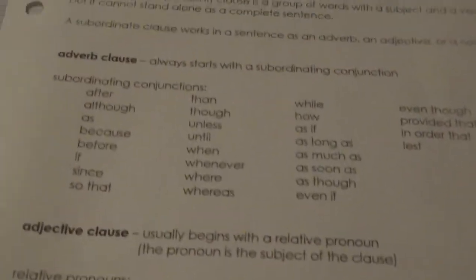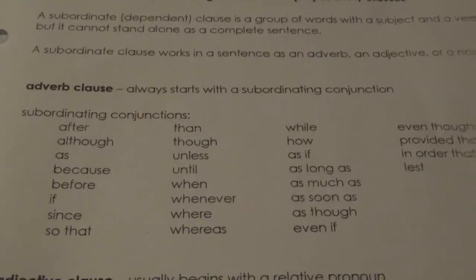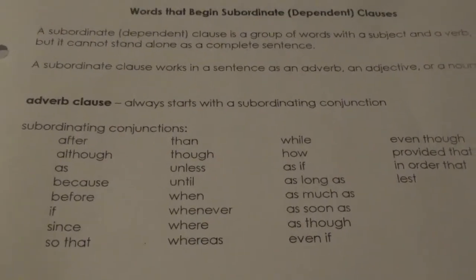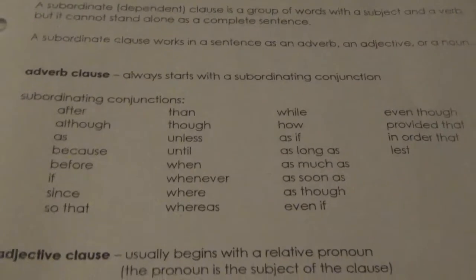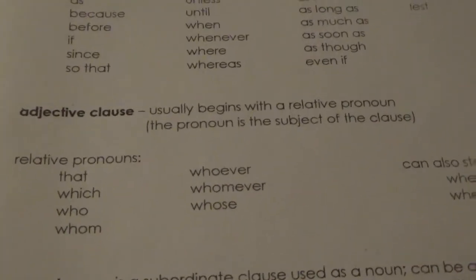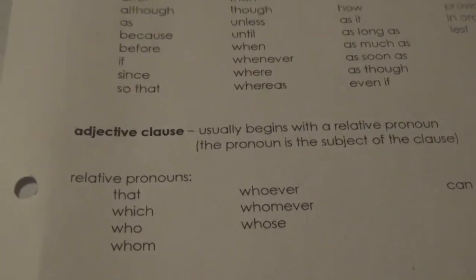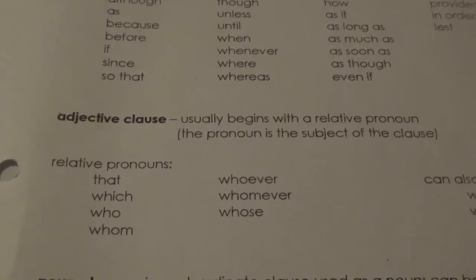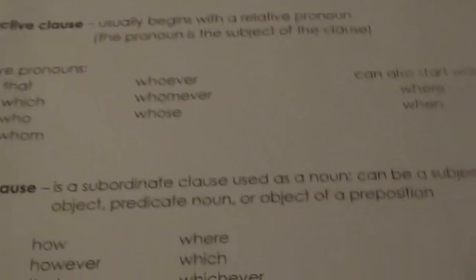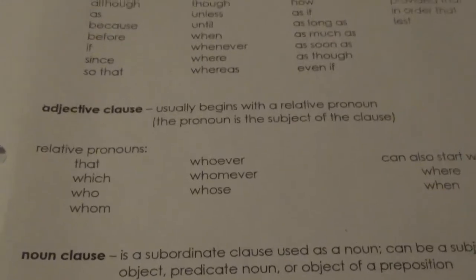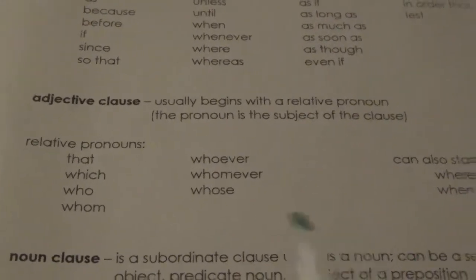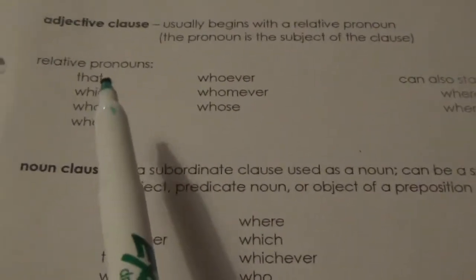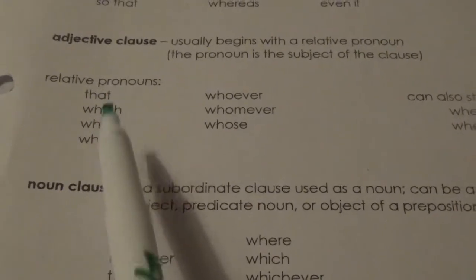So these are our subordinating conjunctions right here. So become familiar with these. You don't have to memorize them, but become familiar with them so you recognize them. And then we have also our dependent clauses. Another type of dependent clause is an adjective clause. We'll dig into more of these types later and how we diagram these. But just know also that sometimes subordinating conjunctions or dependent clauses begin with these relative pronouns.